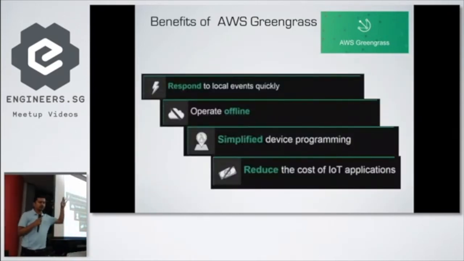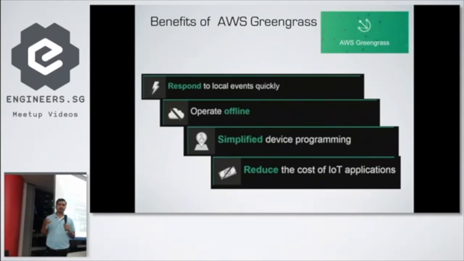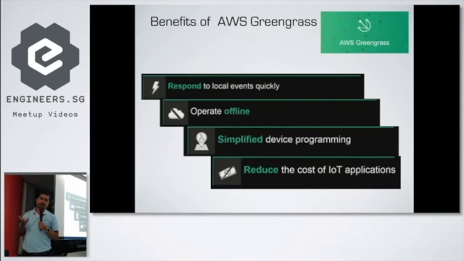So what are the benefits of using AWS GreenGrass? Like I said, response to local events quickly. There's some event happening, and you can take a very quick action for the events that are happening on-site. Then you can operate offline.